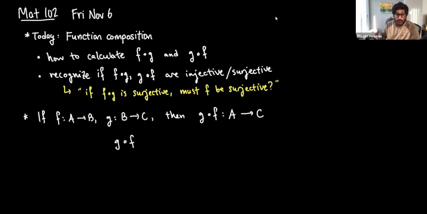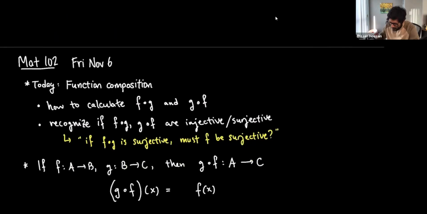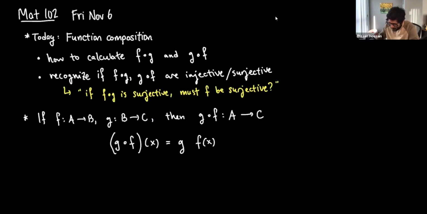G∘F is a function, which means it takes an input, let's say x, and the output it produces is like this. I plug x into F, and then this F(x) is an element of B. And then I plug that F(x) into G, because F(x) is an element of B and G's domain is B. So I can plug that into G and then I get an output. You've probably seen this before in your calculus class, composing functions, chain rule and stuff like that.